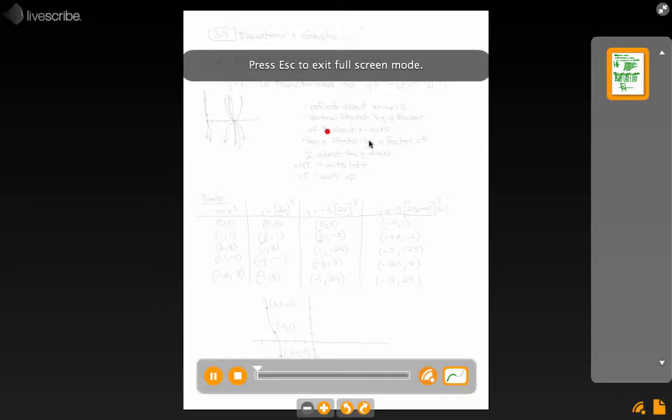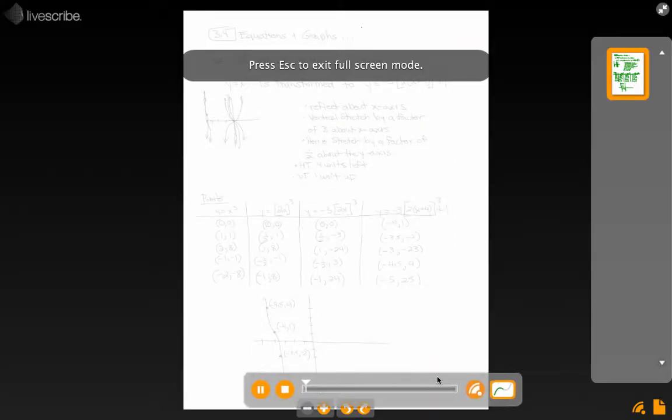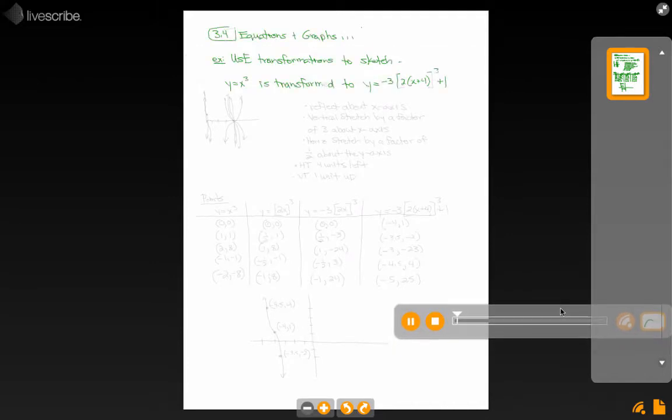The next example out of 3.4 asks us to use transformations to sketch when y equals x cubed is transformed to y equals negative 3 times (2x plus 4) cubed plus 1. So hopefully we have some sense of what y equals x cubed looks like, having drawn that one a whole bunch of times. And now we need to do all of these things to it.